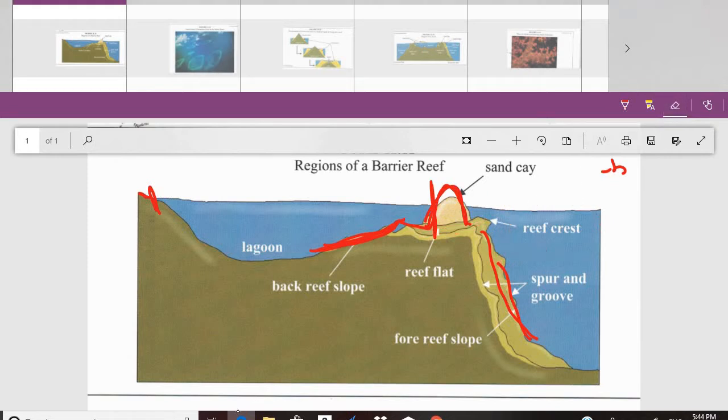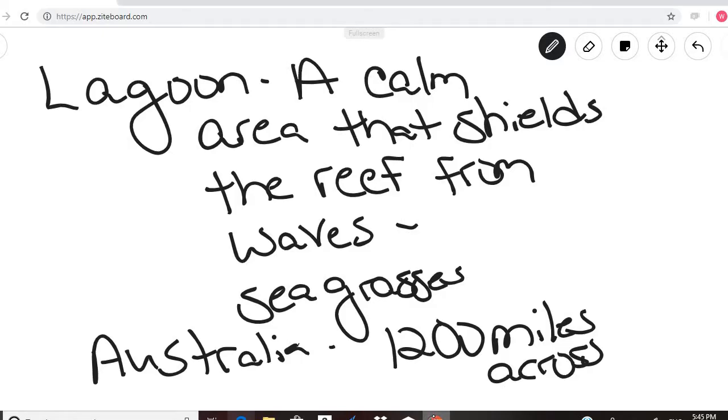So the best growth will occur at the reef crest, and then for the fore reef slope, this area that comes down, you'll get some growth up here at the top, but further down you're not going to get as much growth. There are some types of coral that will grow down here, but there'll be less growth of coral down there in the fore reef slope area. Okay, so that is the barrier reef.